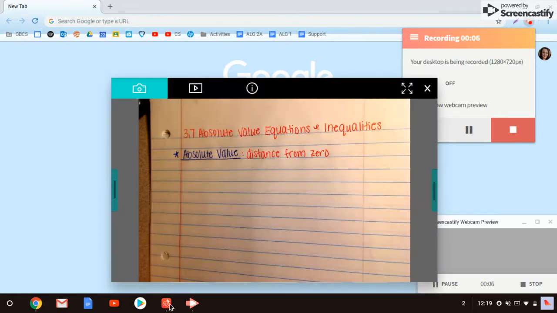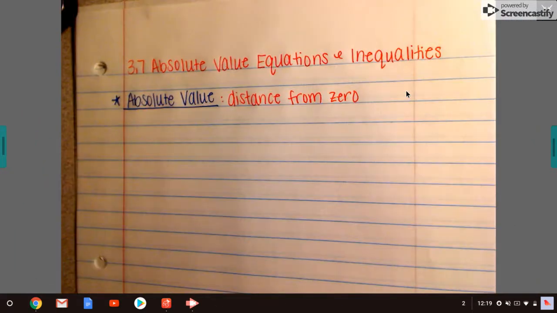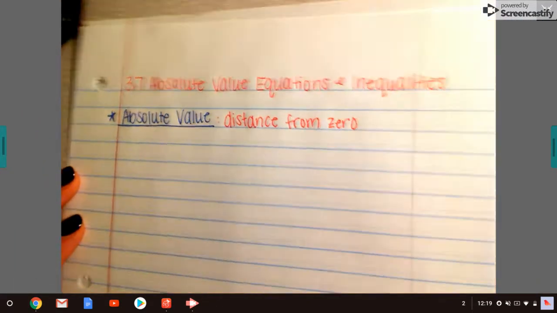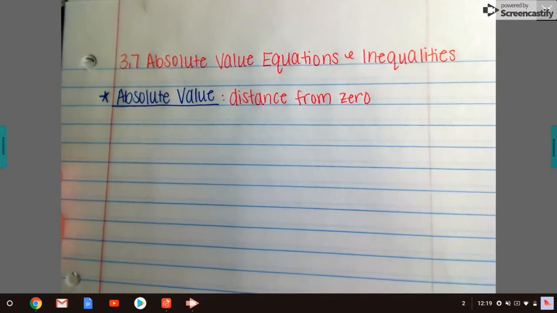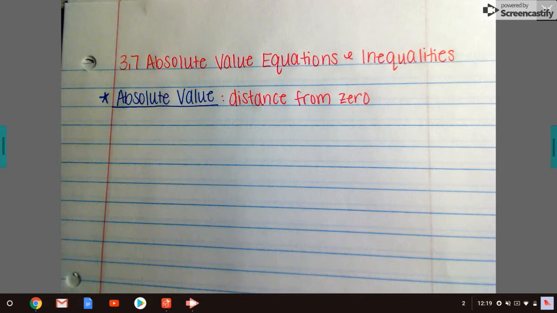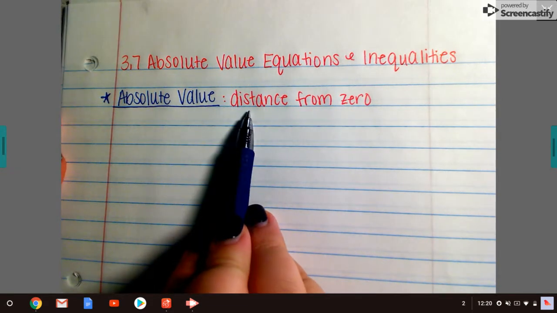We're going to walk through our notes on absolute value equations and inequalities today. So I've got to start off with the definition of absolute value. Absolute value is the distance that any point is away from zero. And because it's a distance, it can never be negative.